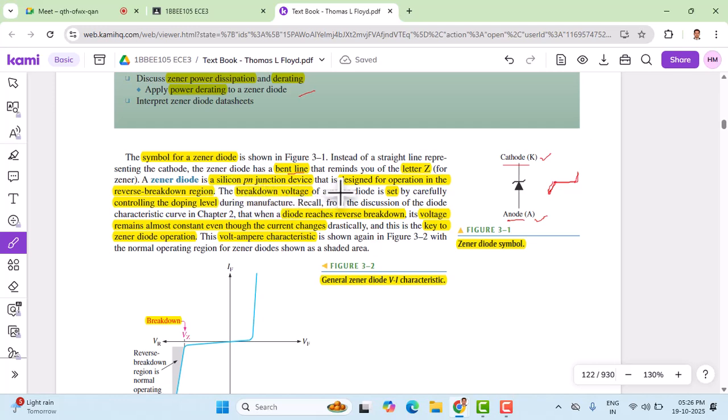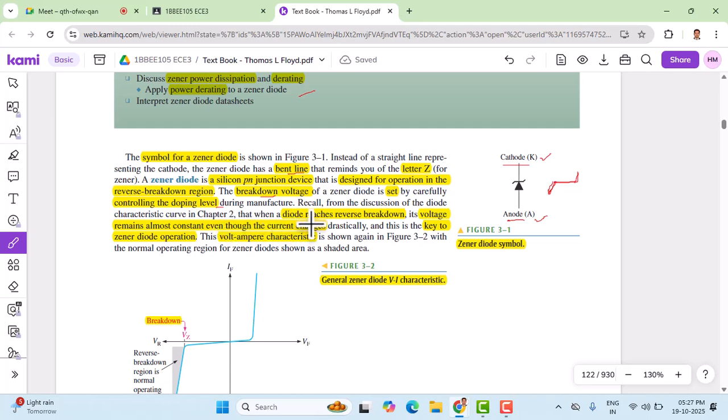And the breakdown voltage of a Zener diode is set by carefully controlling the doping levels. The Zener diode is doped in such a way that the breakdown voltage is decided according to the doping levels. That's very important.